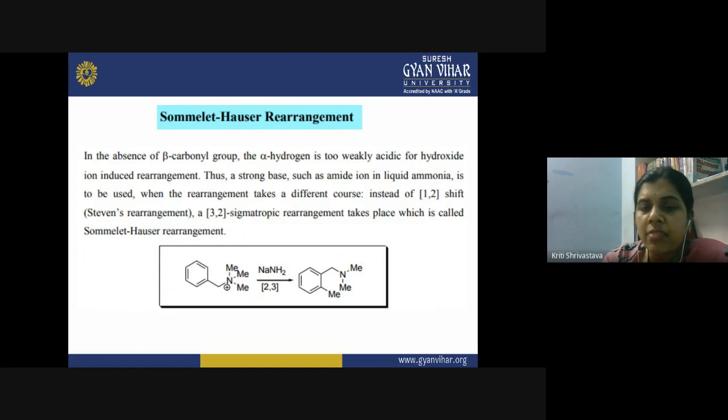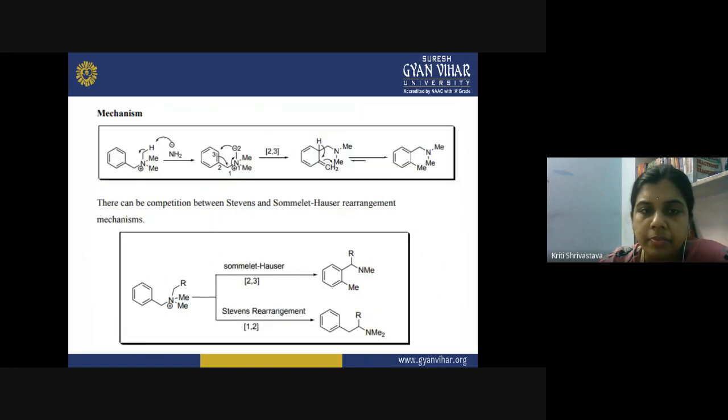So the alpha hydrogen cannot be just extracted by the presence of hydroxide ion. And in place of the 1-2 shift, a 3-2 sigmatropic shift is obtained. So this nitrogen is simply attached at this position going here. The sigma bond is shifting at the 3-2 position here. So this is the Sommelet-Hauser rearrangement.